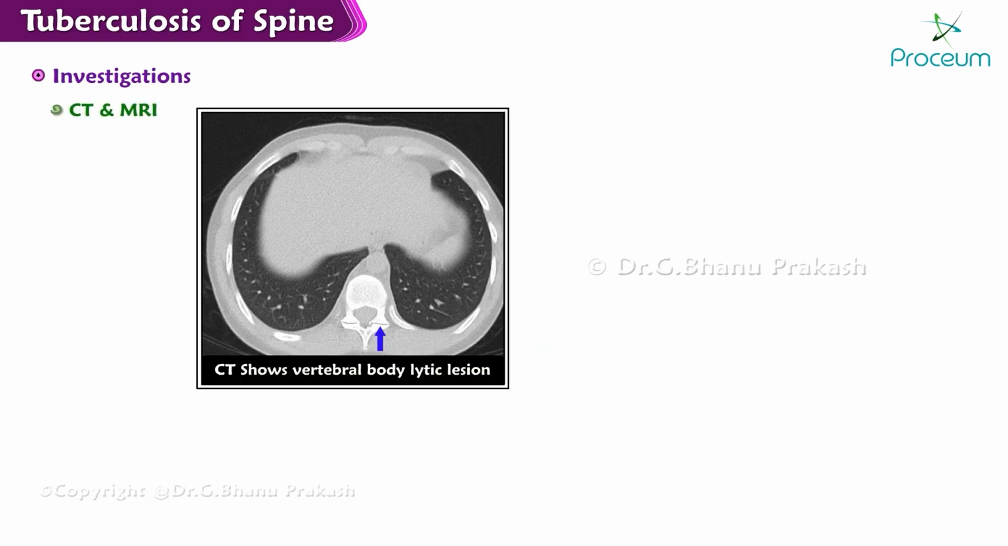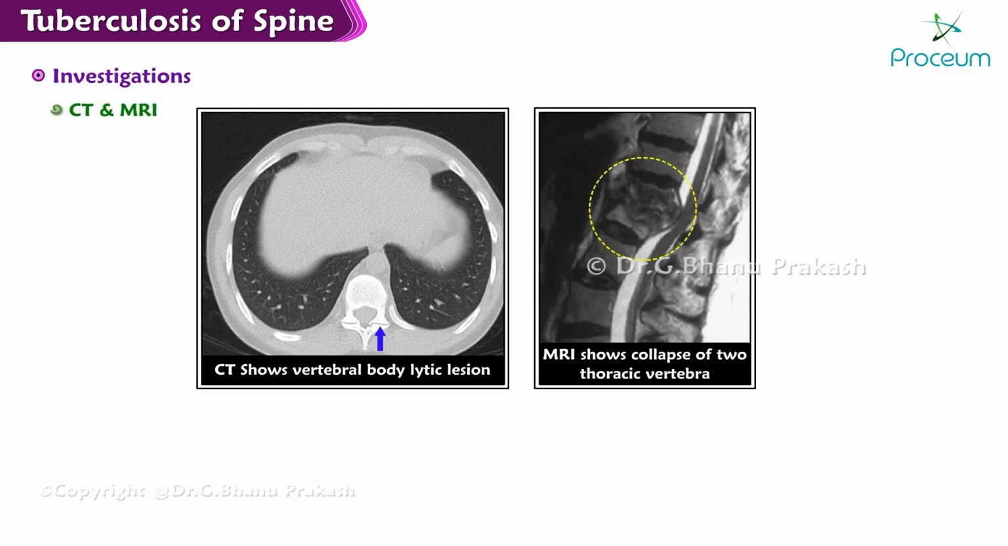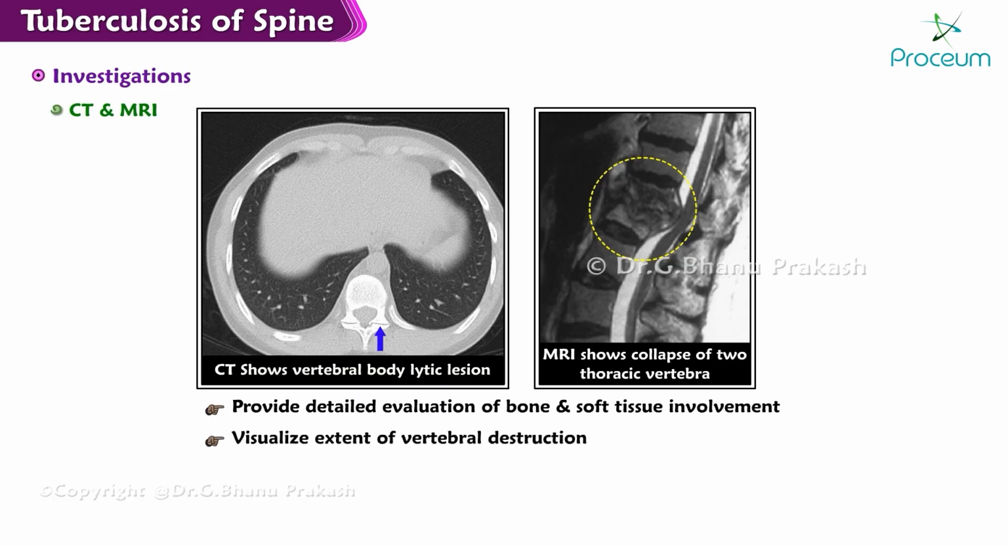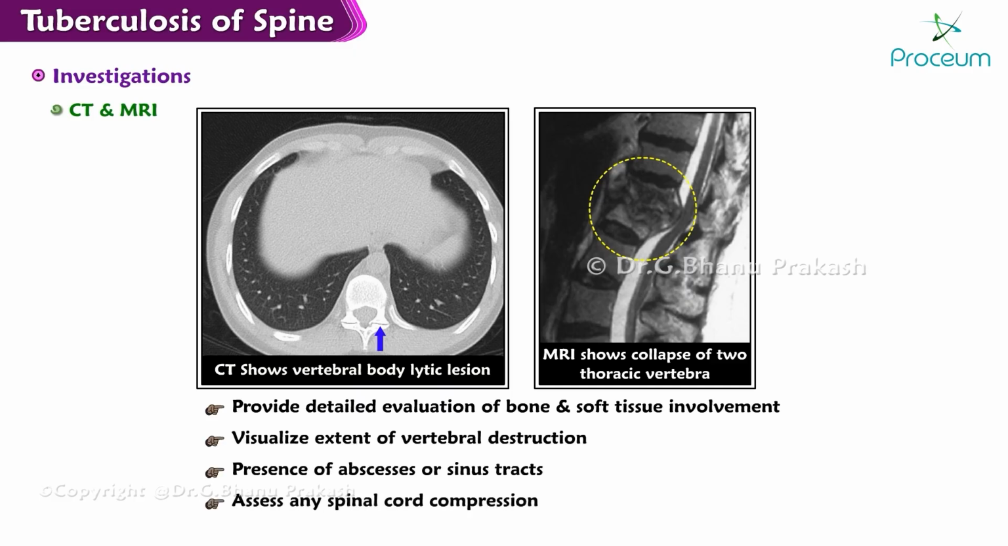Computed tomography and magnetic resonance imaging. Computed tomography and magnetic resonance imaging scans are used to provide detailed evaluation of bone and soft tissue involvement. These imaging modalities can help visualize the extent of vertebral destruction, the presence of abscesses or sinus tracts, and any spinal cord compression.